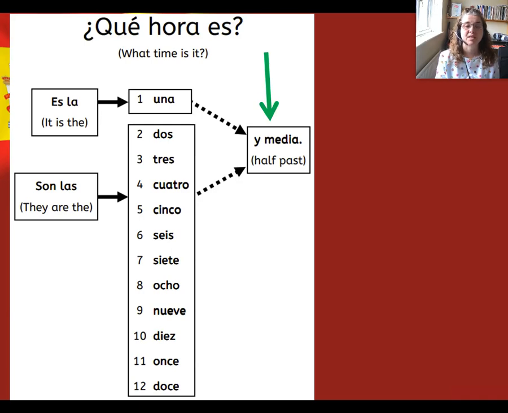Remember, when we're saying that it is half past, what we do is we start off as though it was something o'clock, and then we add y media for and half or half past onto the end of our time. So, how would you say it is 5:30? Son las 5:30. What about it's 11:30?